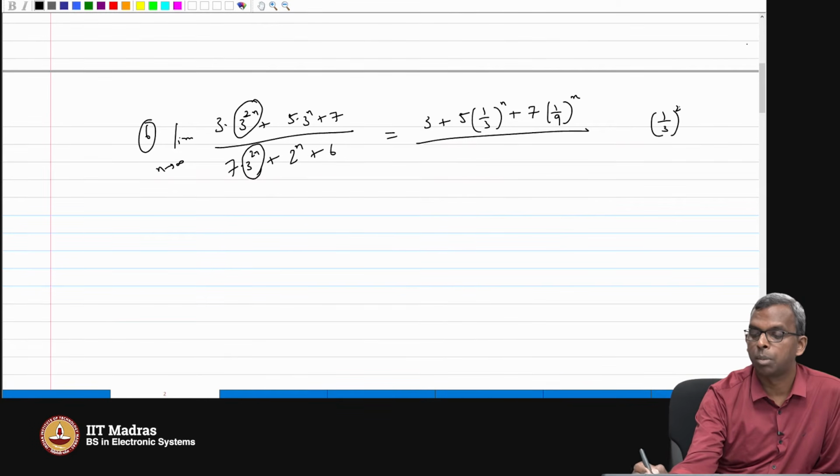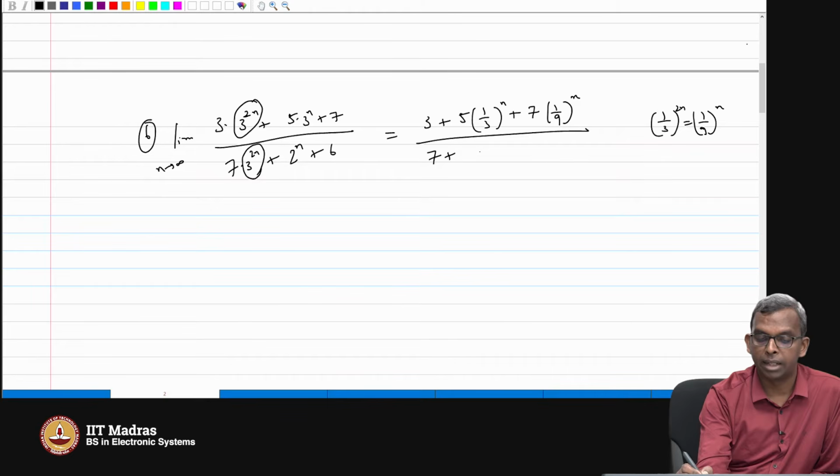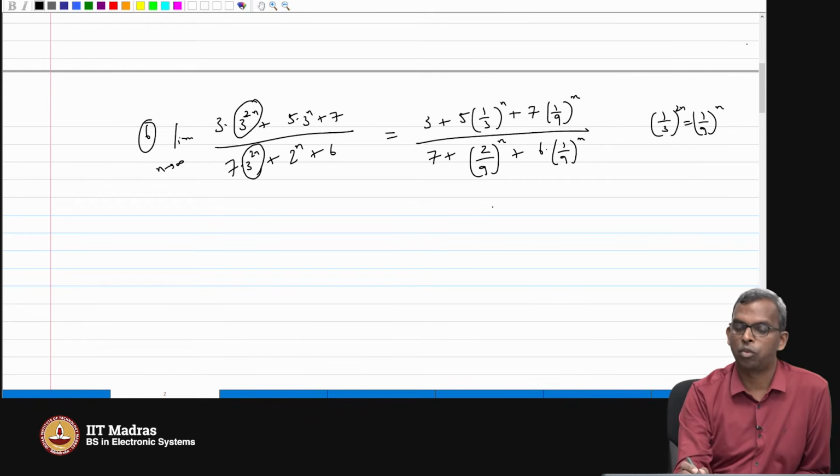So 1 by 3 raised to the power 2n is the same as 1 by 9 raised to the power n. How did I get that? So this 2 can go inside, and then that can work out. 7 plus, I'm going to get here 2 power n by 3 power 2n. I'm going to write it as 2 by 9 raised to the power n plus 6 times 1 by 9 raised to the power n, just to have an easy form. Okay? So even the other forms are okay.